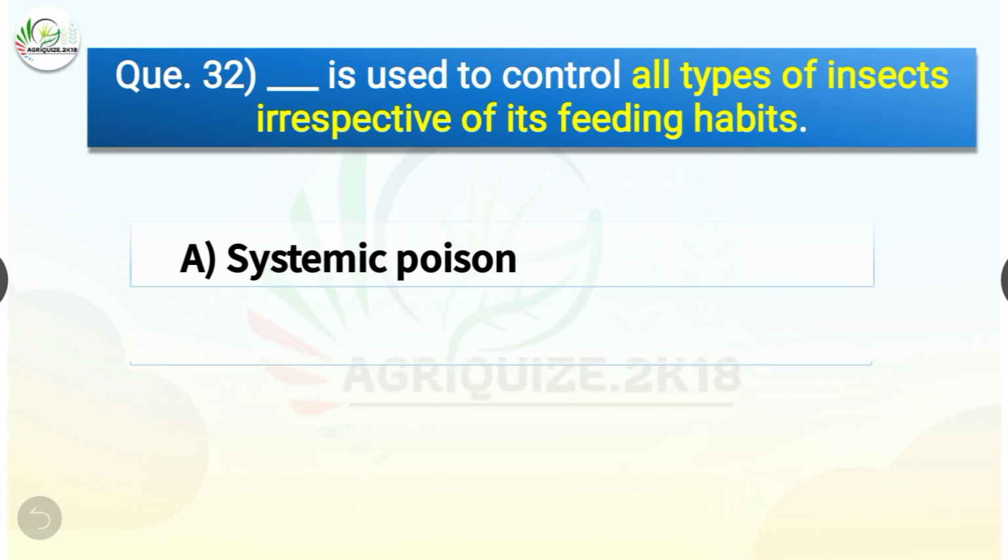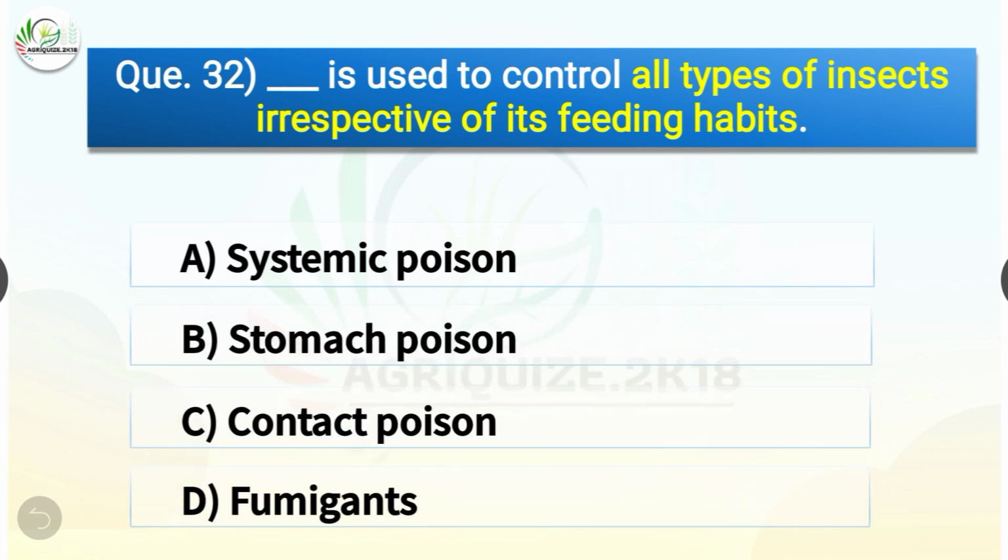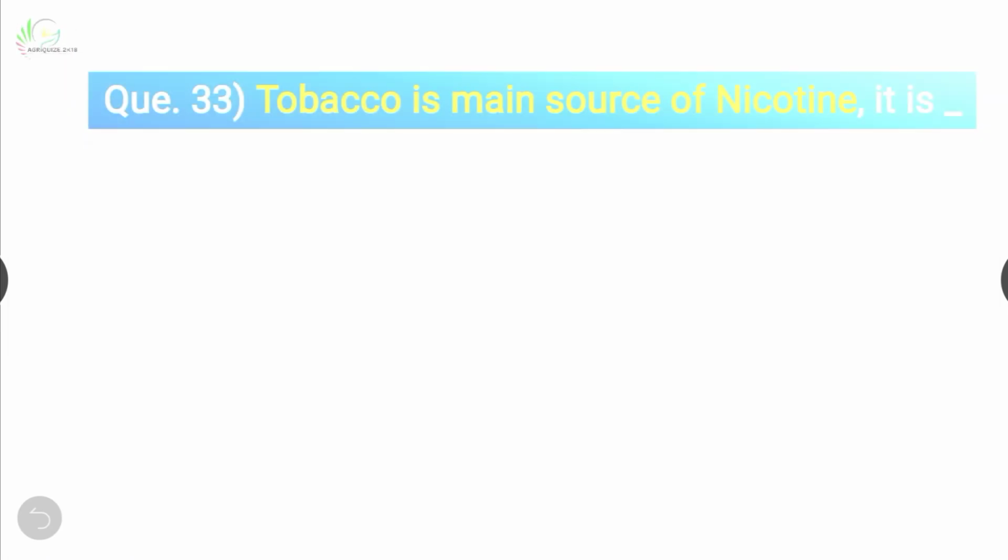The next question is, dash is used to control all types of insects irrespective of its feeding habits. The options are systemic poison, stomach poison, contact poison or fumigants. The correct answer is option D, fumigants. So fumigants is used to control all types of insects irrespective of its feeding habits. Question number 33.